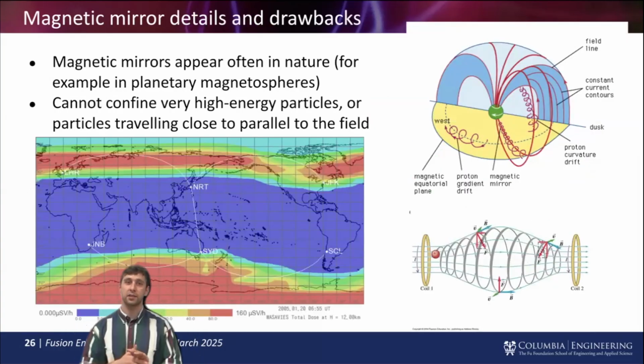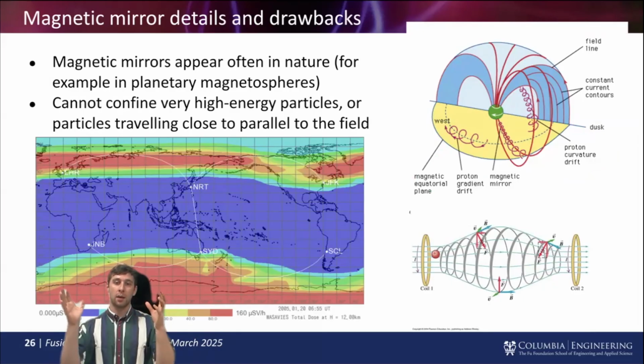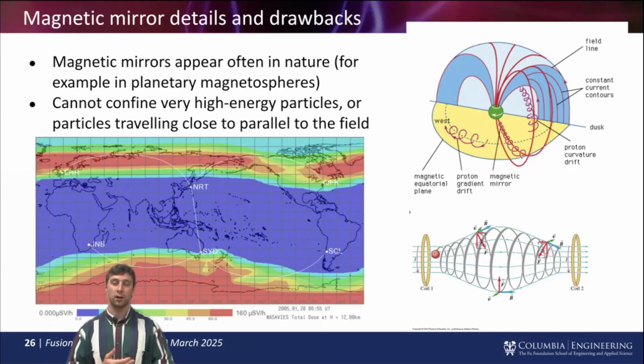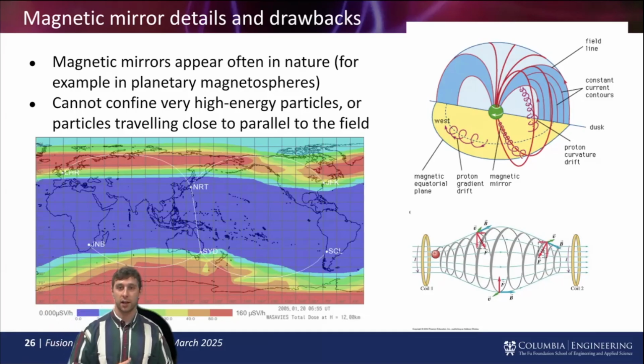Magnetic mirrors exist in nature as well. You can see in the planetary magnetospheres that the magnetic field lines come closer together near the north and south poles of planets and are farther apart near the equator. And charged particles in the ionosphere of planets actually bounce back and forth between these regions of high field due to the same effect, the magnetic mirror effect, that confines plasma particles in a magnetic mirror.